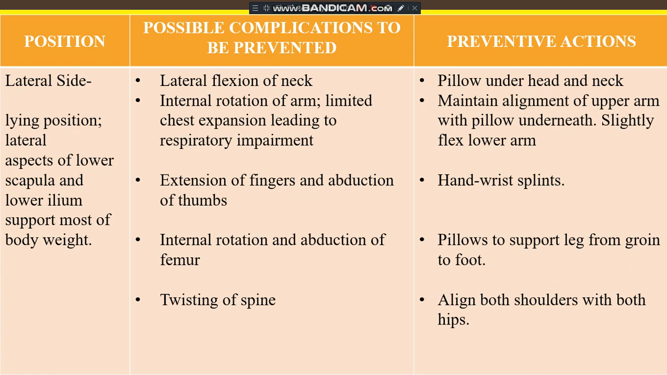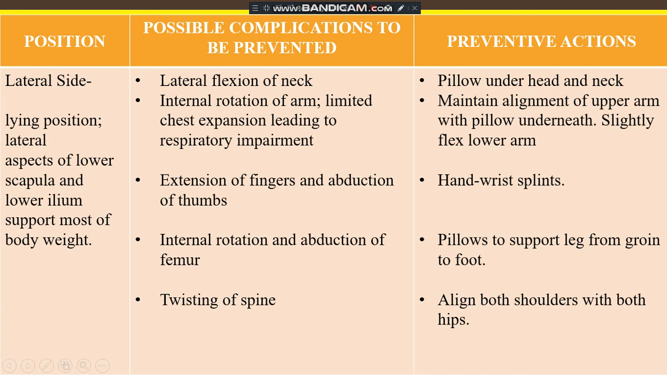Now the lateral or side lying position. So here in the lateral lying position, the lateral aspect of the lower scapula and lower ilium support most of the body weight. So that is the lateral side lying position. In this position, the patient may have lateral flexion of the neck. So in order to prevent this, we keep a pillow under the head and neck. Then to prevent internal rotation of the arm and limited chest expansion leading to respiratory impairment, we maintain alignment of the upper arm with a pillow underneath and slightly flex the lower arm. By this we can prevent the internal rotation of arms.